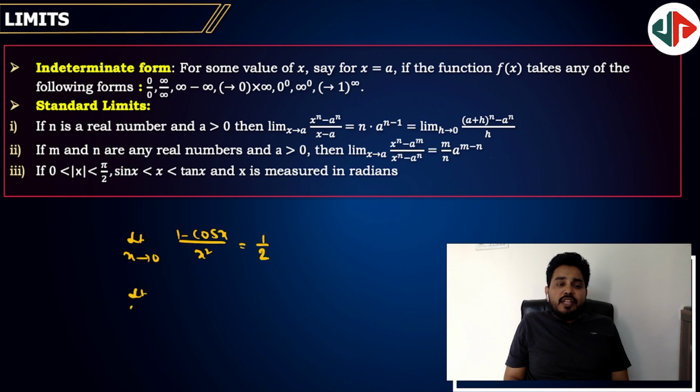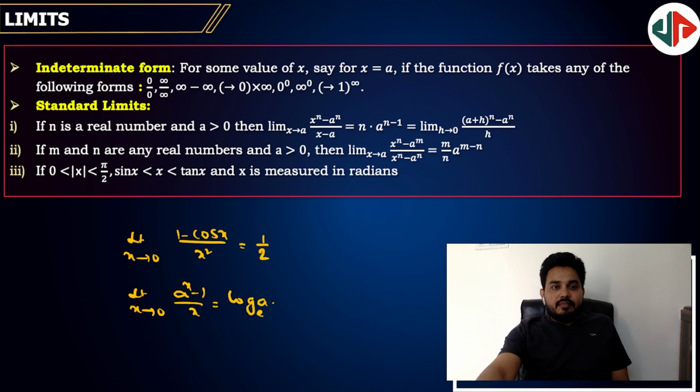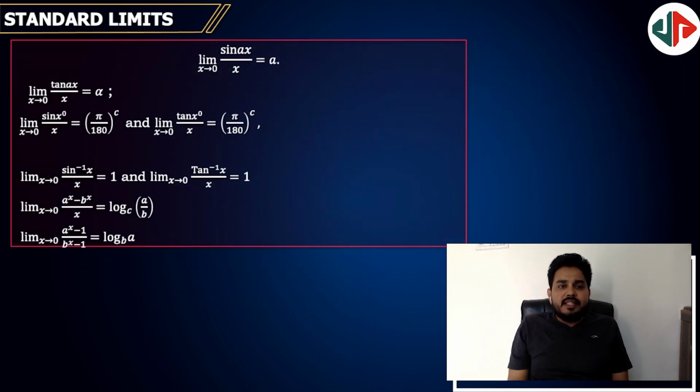Limit x tending to 0, a power x minus 1 by x is equal to log a. Log a base should be e. So here some standard formulas are given. Limit x tending to 0, sin ax by x is equal to a. Why? I'll write a here, I'll write a, and this value goes to 1, so the value will be a. Limit x tending to 0, tan ax by x is also equal to a.